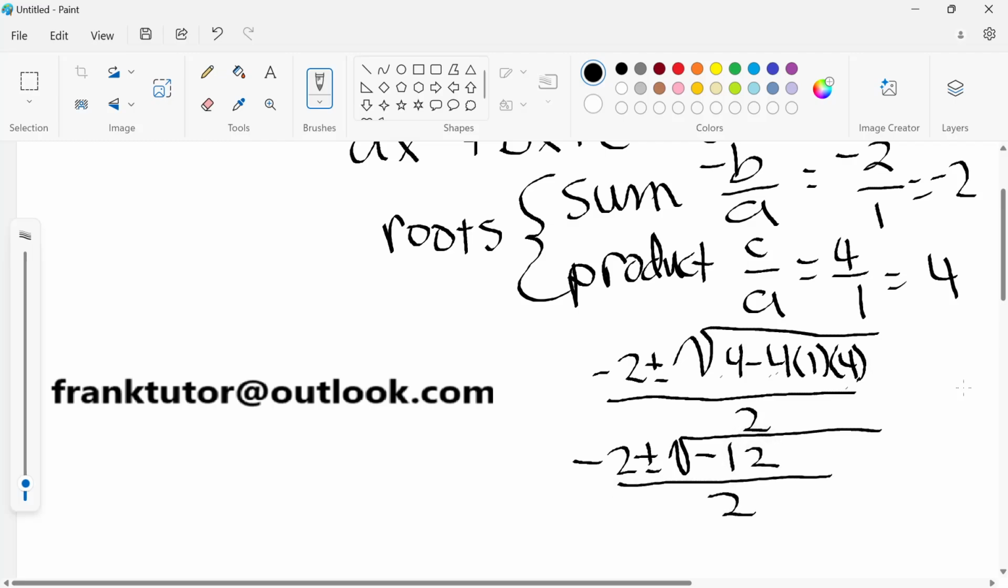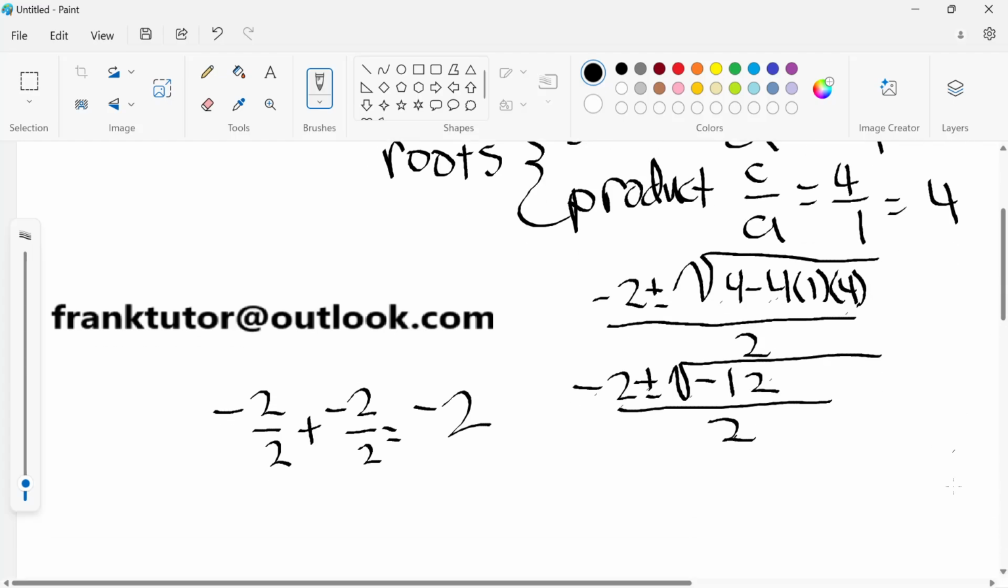Well, for the sum, if I add negative 2 plus the square root of negative 12 over 2, plus negative 2 minus the square root of negative 12 over 2, the square root is going to go away. Plus it and minus it, it's just going to go away. So this is going to be negative 2 over 2 plus negative 2 over 2, equals negative 1 plus negative 1, which is negative 2. So there's the sum.